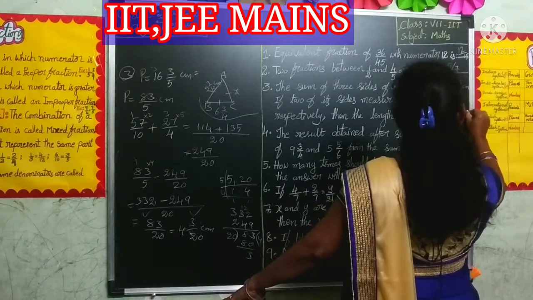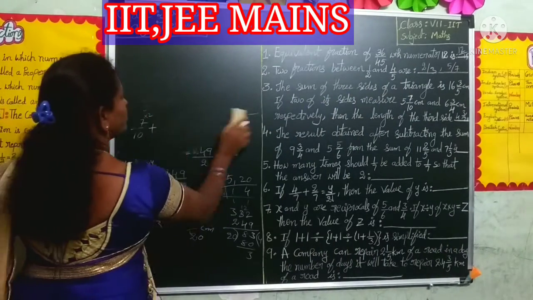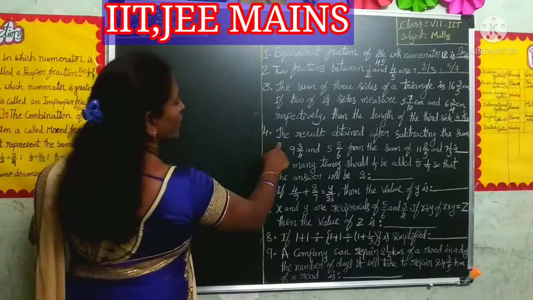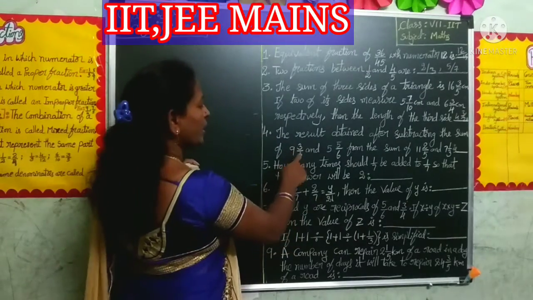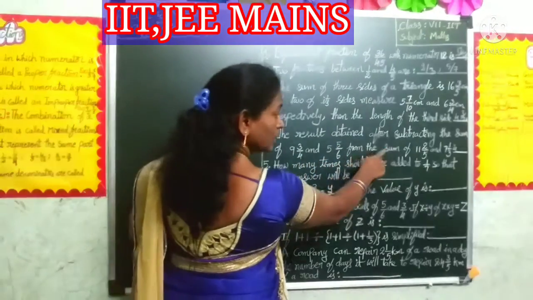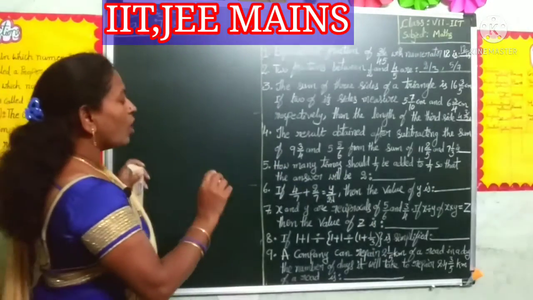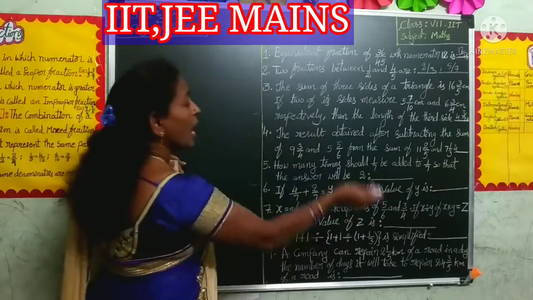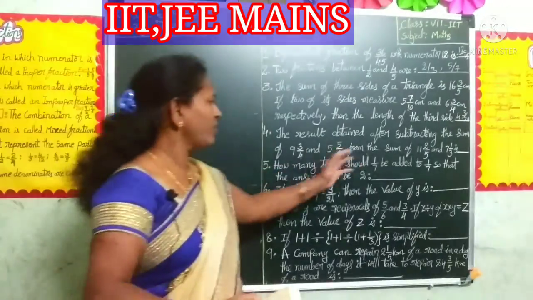3 by 20. And the next one is the fourth question: the result obtained after subtracting the sum of 9 3/4 and 5/6 from the sum of 11 2/5 and 7 1/3. Here what we should do is take the sum of these two fractions and the sum of these two fractions, and subtract the first number from the second number.